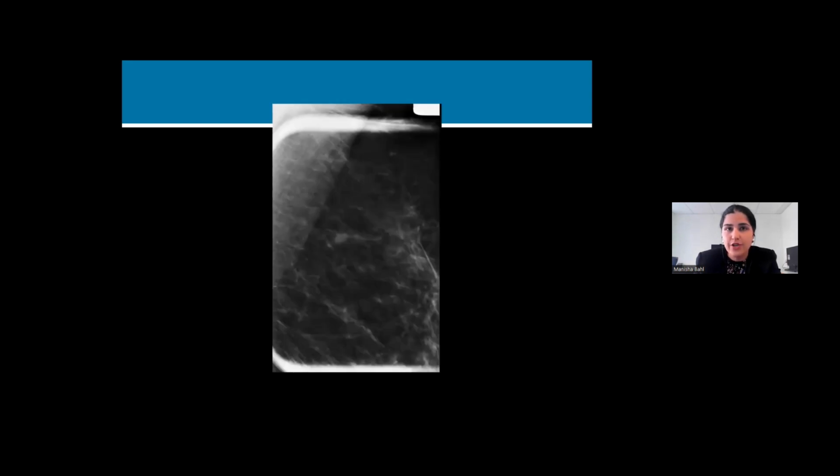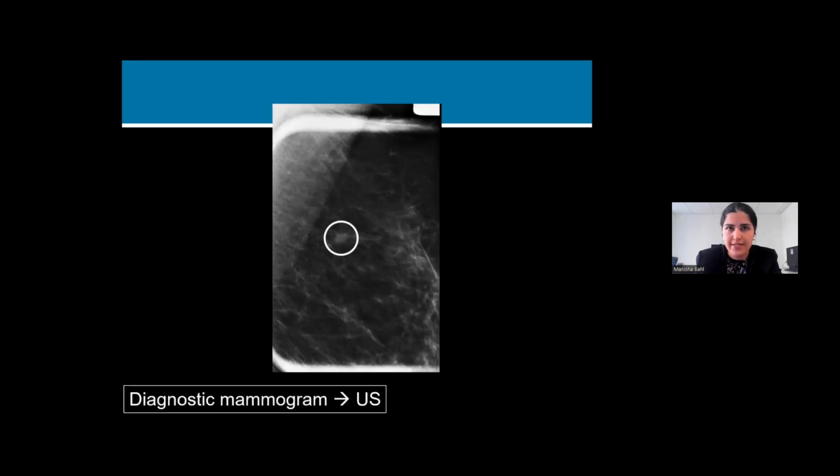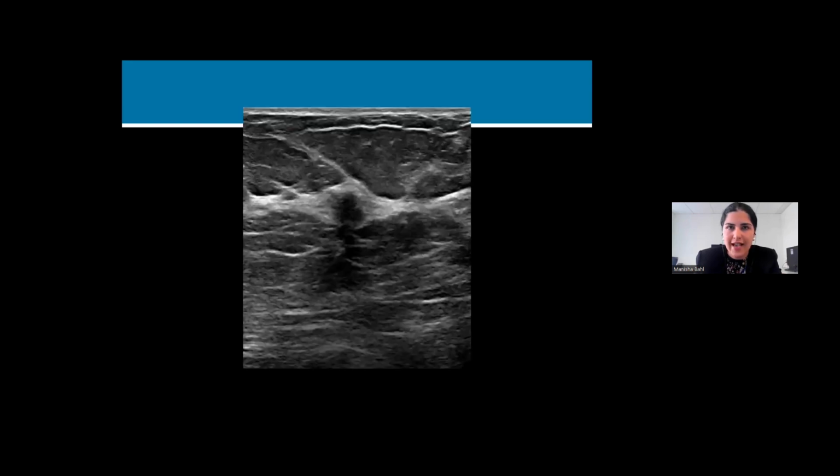The patient now returns for a diagnostic mammogram. Instead of compressing the entire breast, we compress just the area that we're interested in. Spot compression of that finding shows that it persists. So I would next want to further evaluate this finding with ultrasound. On ultrasound, a small irregular hypoechoic mass is seen, which is coded as a BI-RADS 4, biopsy recommended. The biopsy result was an invasive ductal cancer, an invasive breast cancer.